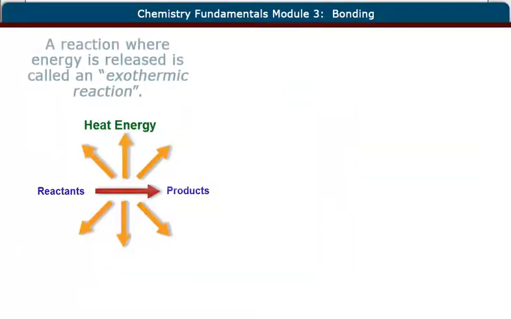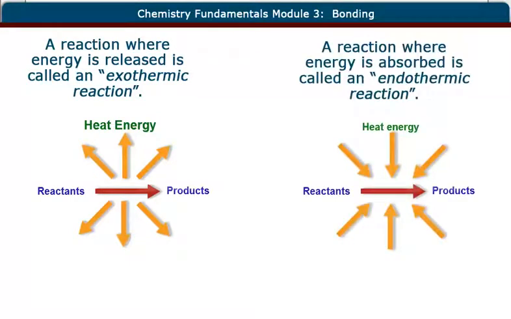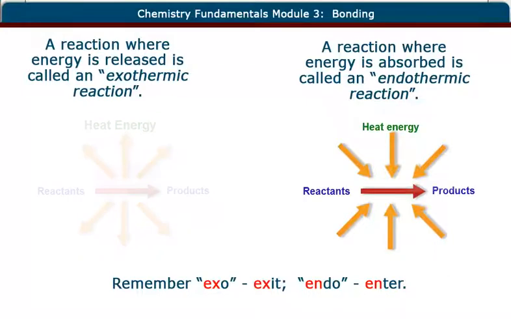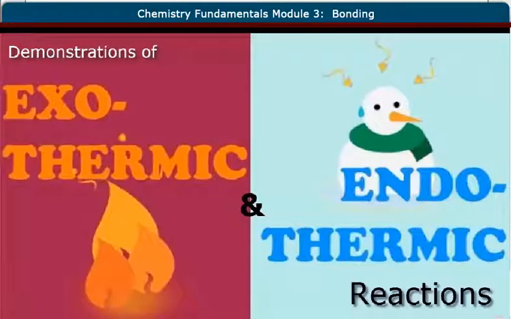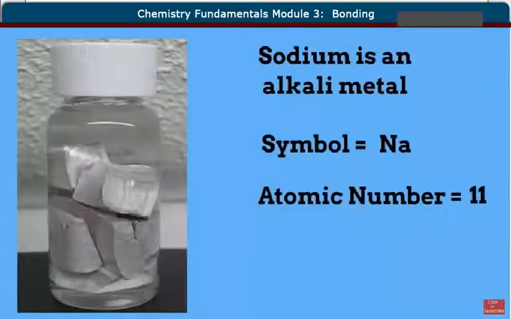A reaction where energy is released is called an exothermic reaction. A reaction where energy is absorbed is called an endothermic reaction. Remember, exo exit, endo enter. Here are some examples of exothermic and endothermic reactions. Please don't try any of these at home. In fact, don't try them at anyone's home.